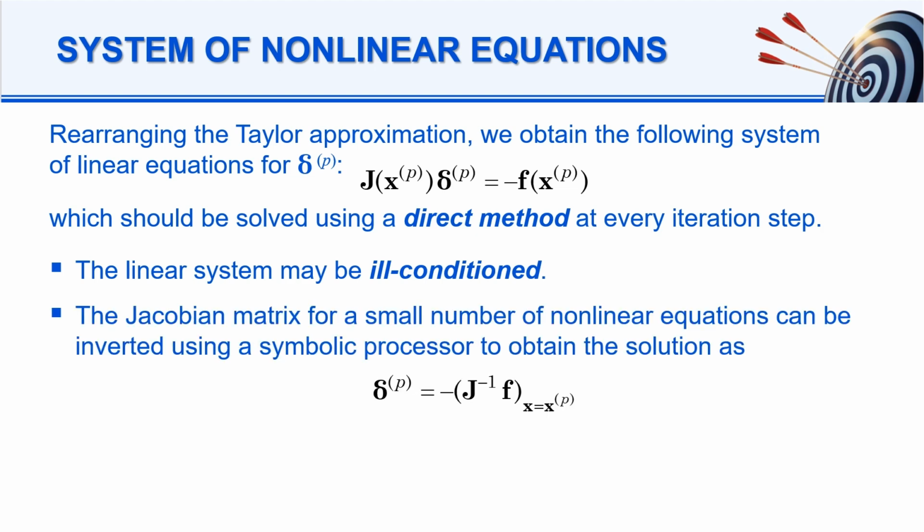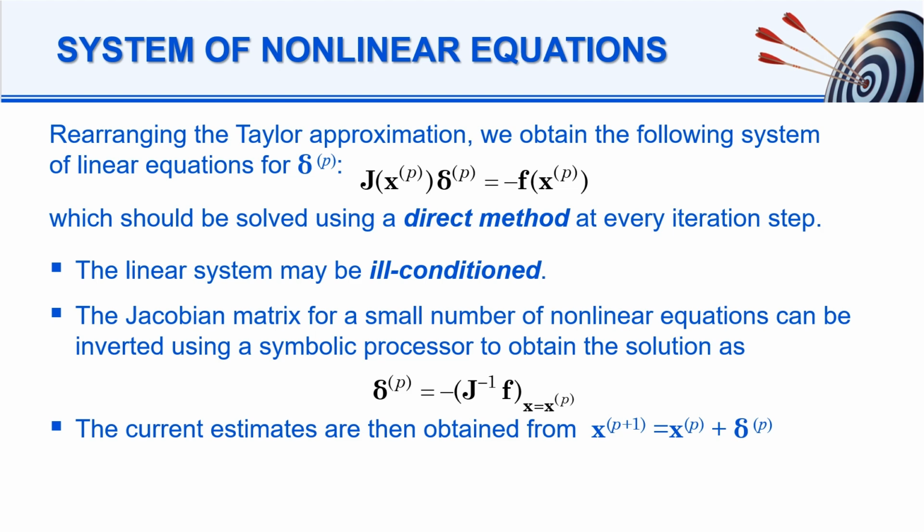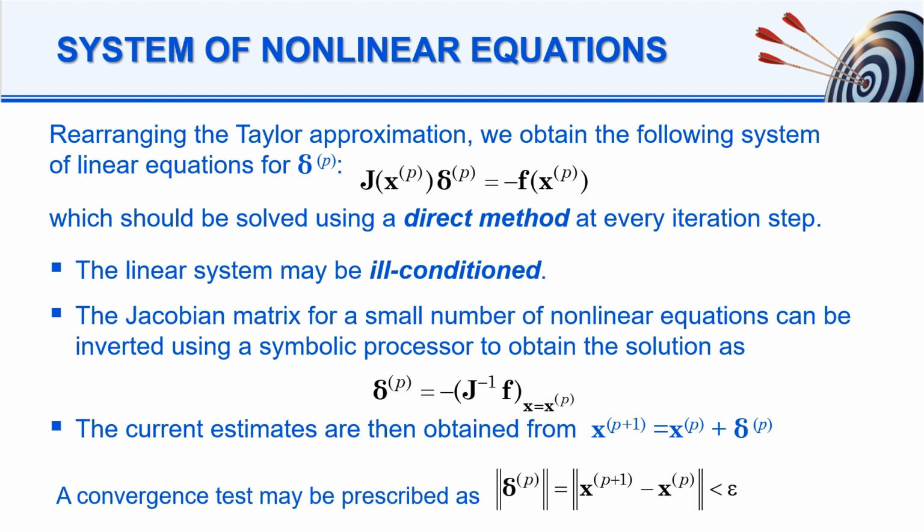The Jacobian matrix for a small number of nonlinear equations can be inverted using a symbolic processor to obtain the solution as follows. The current estimates are then obtained from x(p+1) equals xp plus delta p. A convergence test may be prescribed in terms of the norms of the displacement vector.